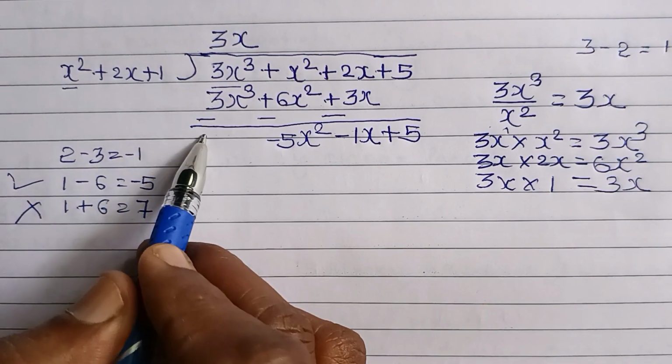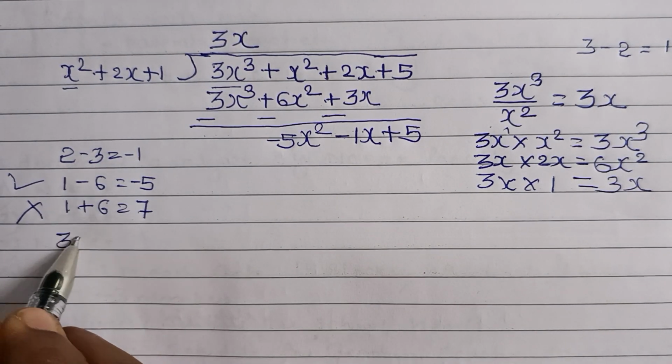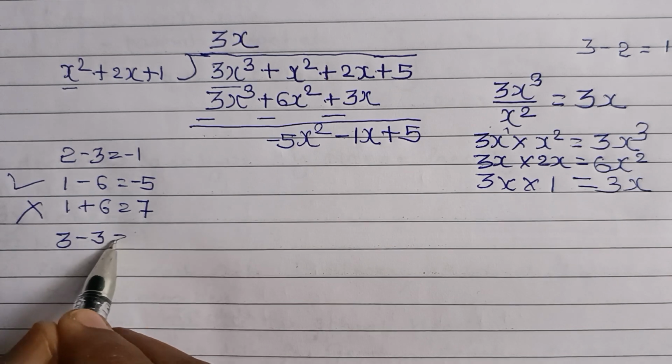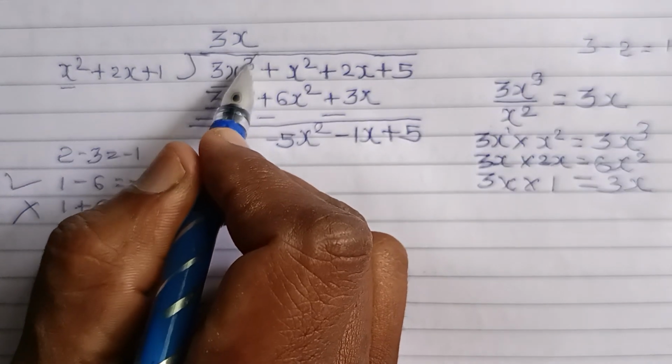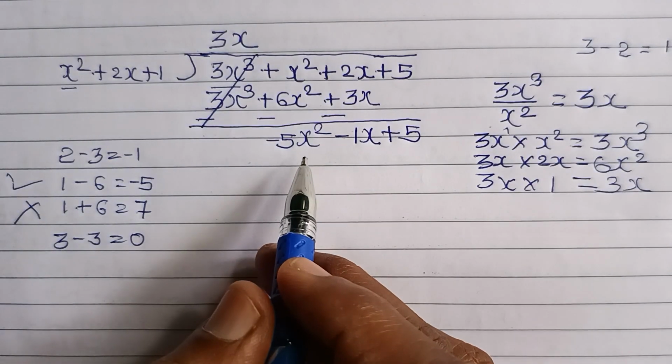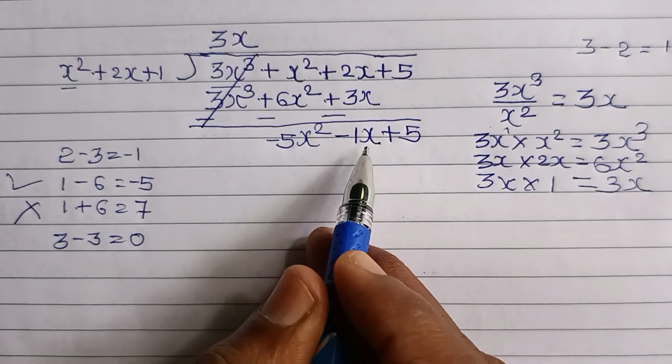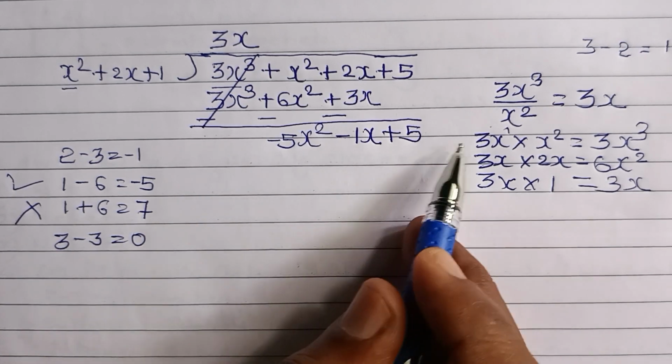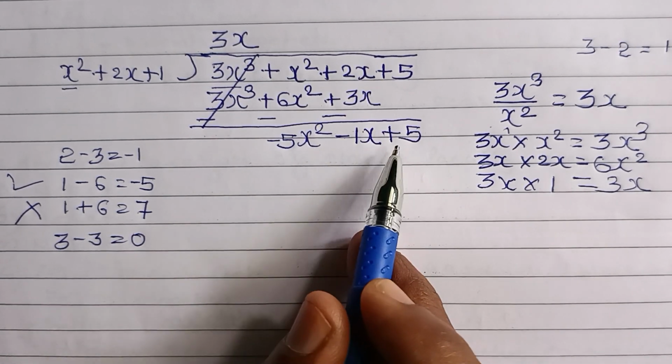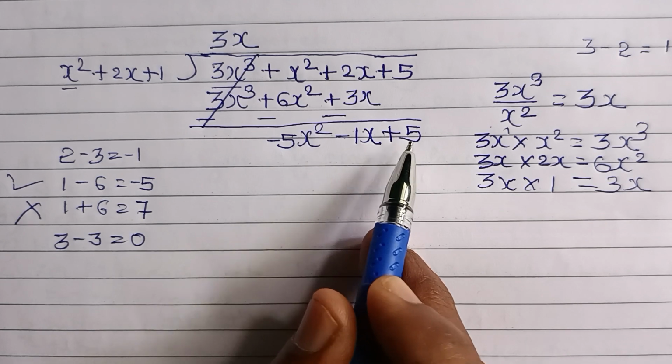This 3 minus 3. So answer is 0. 0 means you have to cancel it. Now you have to stop and see whether you got the remainder as 0. Here we did not get remainder 0. We got the remainder as minus 5x squared minus 1x plus 5.